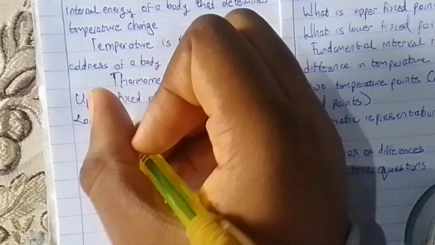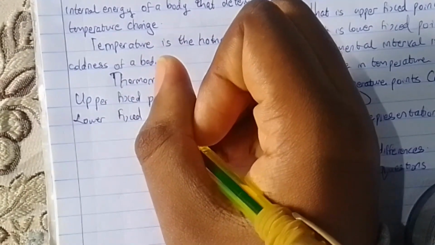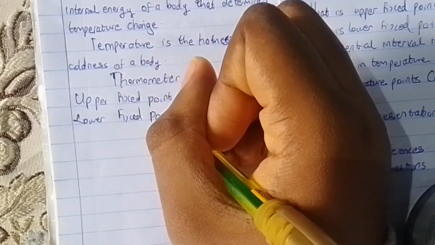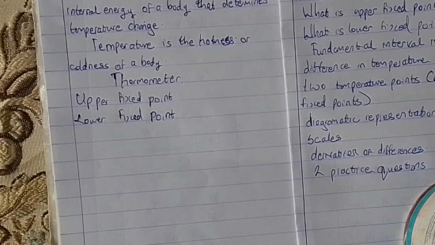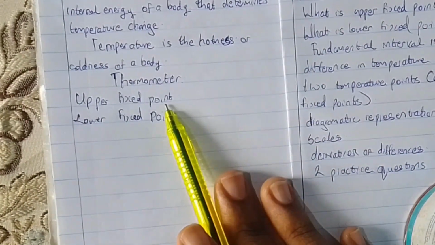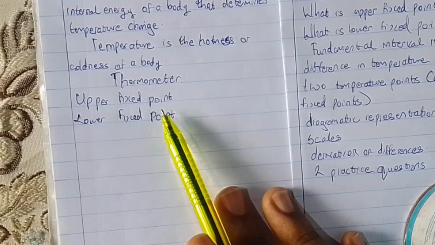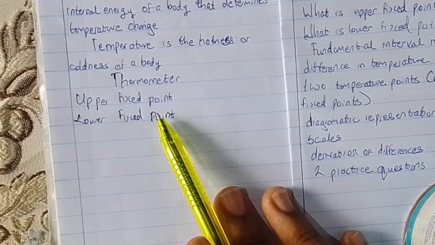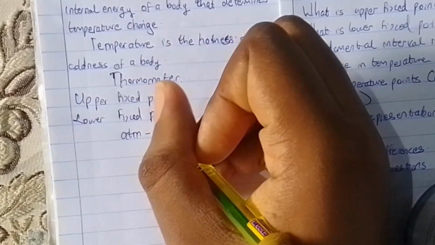The upper fixed point of a thermometer is the temperature in which that thermometer measures boiling water at 760 millimeters of mercury. So this simply means that the upper fixed point is the temperature of boiling water, but not just boiling water, but boiling water at 760 millimeters of mercury in pressure, because that's the standard atmospheric pressure. At any other pressure, the temperature will be different.